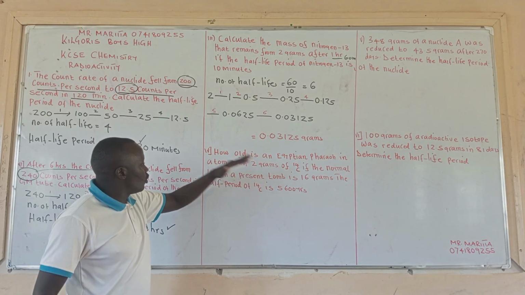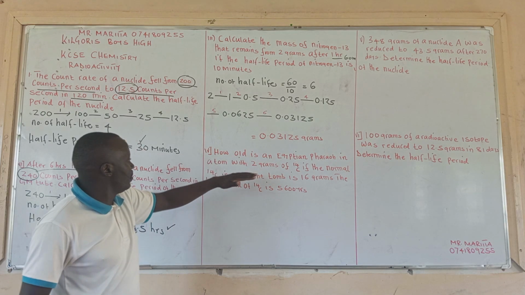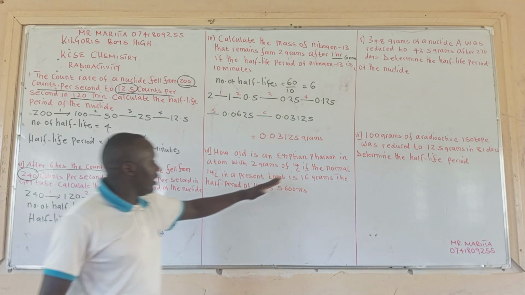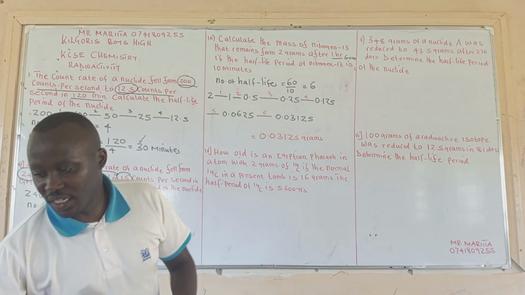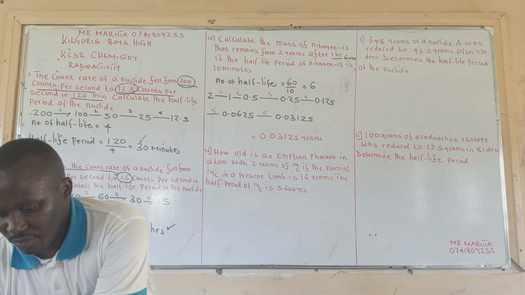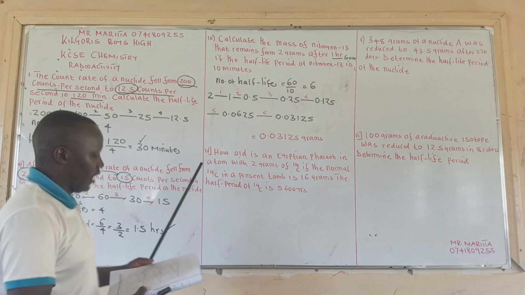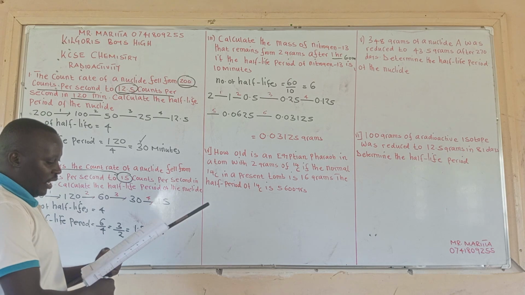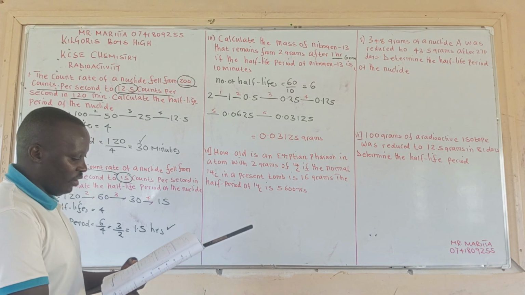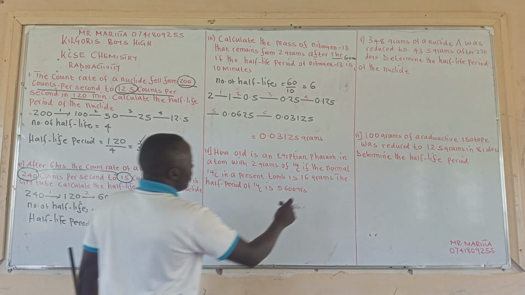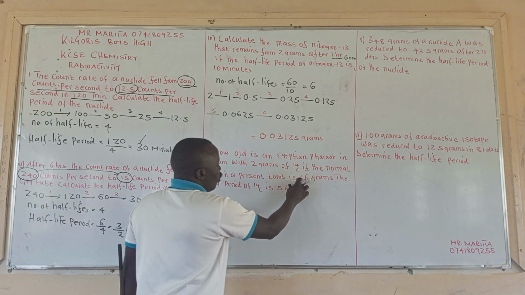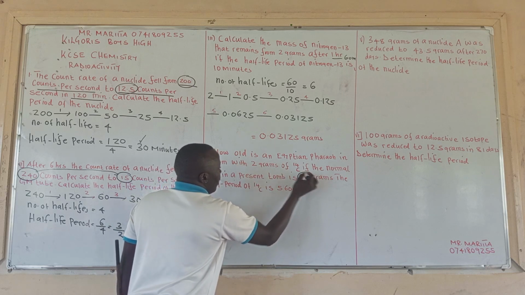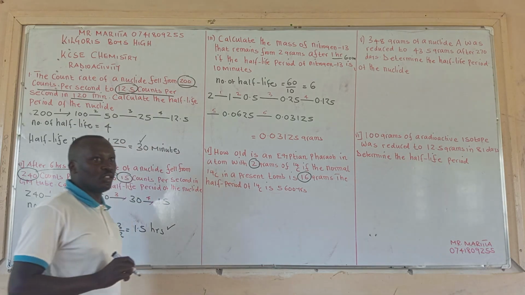So how old is this Pharaoh? We have 2 grams in the tomb, and the normal carbon-14 present by now is just 16 grams. So first of all, we need the number of half-lives. The present is 16 grams, so from 16 to 2, how many half-lives do we have here?